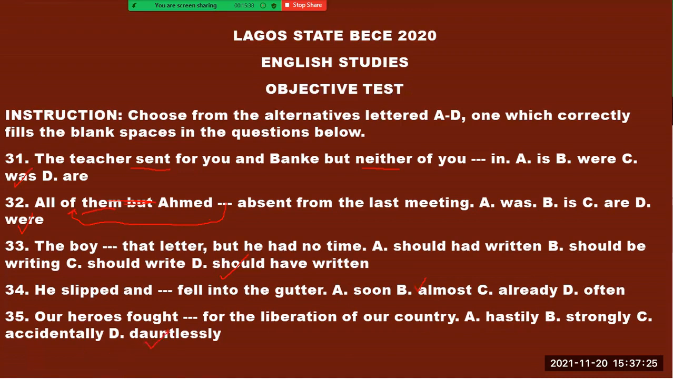Here we are dealing with collocation. When you are talking of fight, all right, fighting for liberation, and these people are called heroes. Heroes are essentially people who are very courageous, people who are fearless, and the word dauntlessly means fearlessly or courageously or gallantly, all right? So that is exactly the appropriate option here.